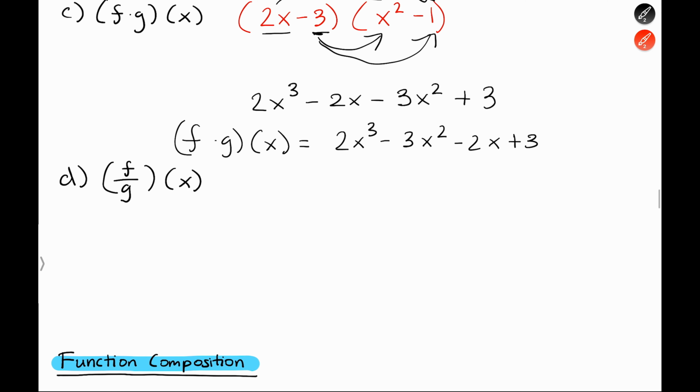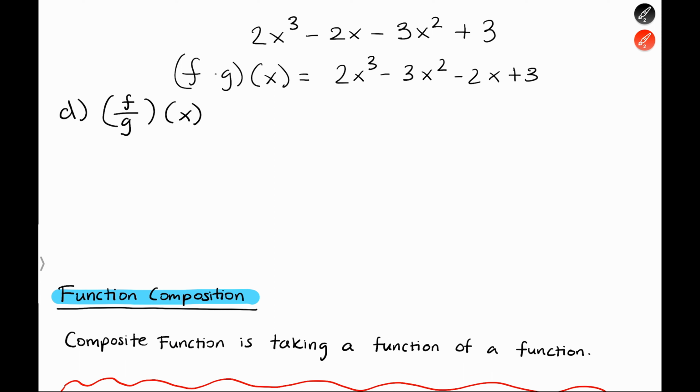And finally, we have f divided by g of x. So we have 2x minus 3 over x squared minus 1. And we can't simplify this any further, so this is going to be our answer, and that is f divided by g of x.